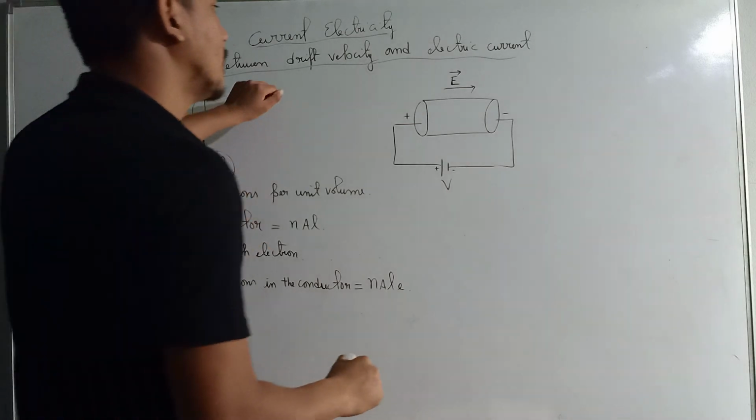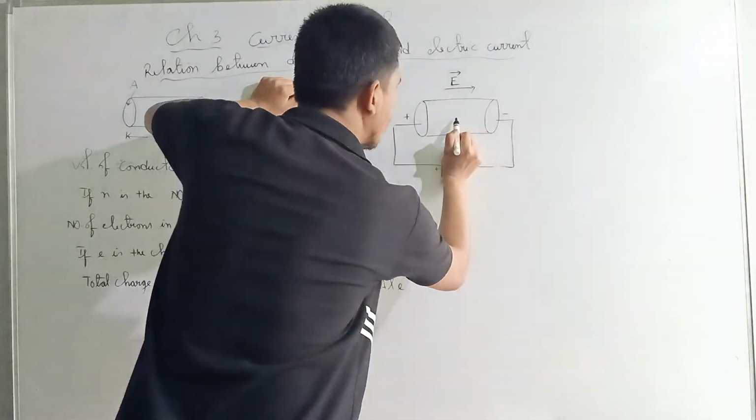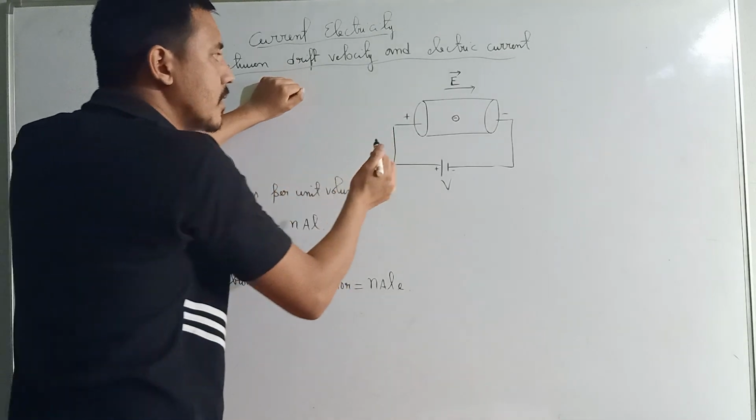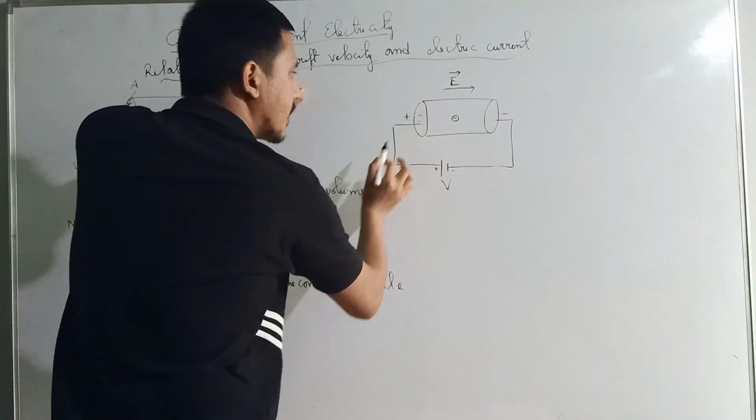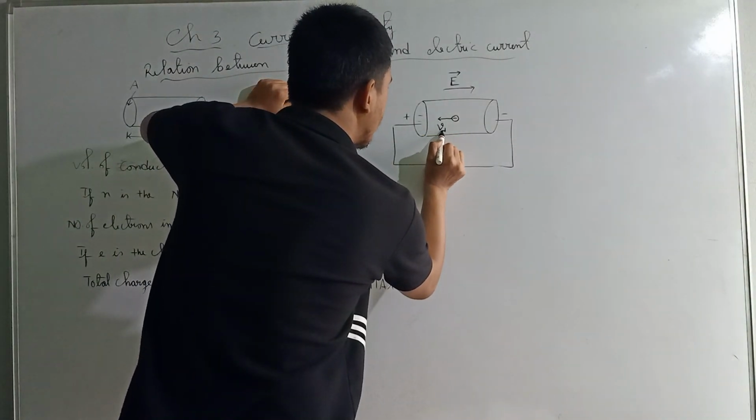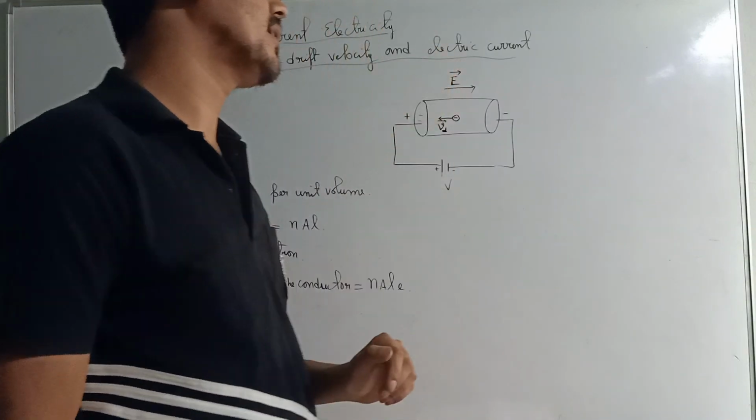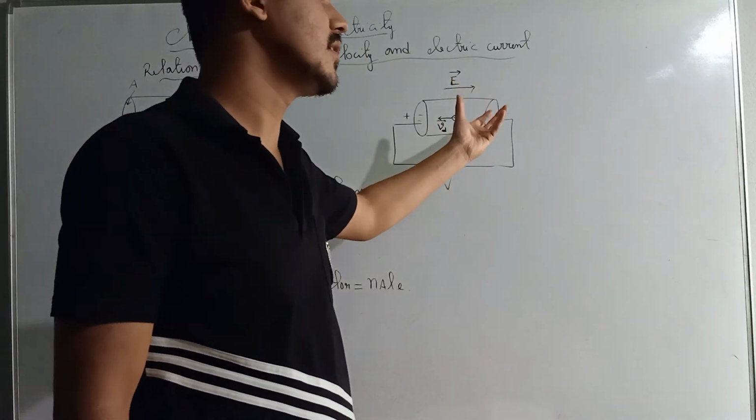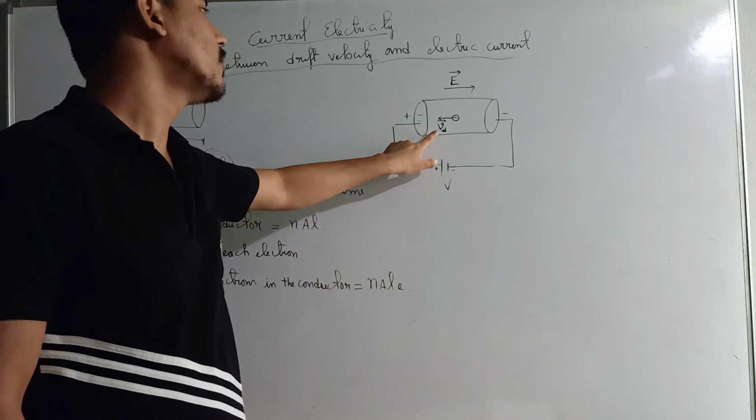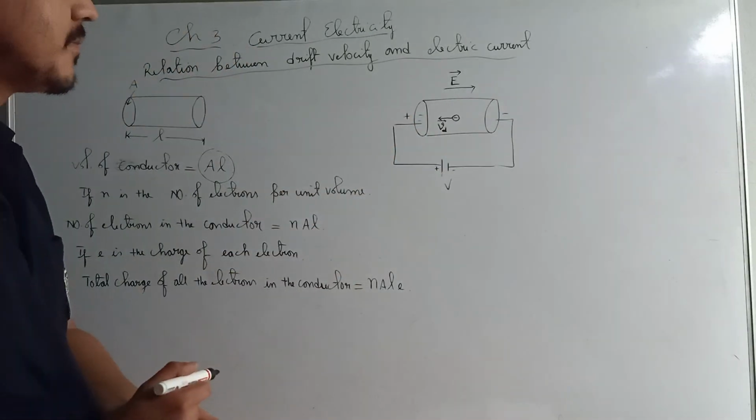Now, due to the action of this applied electric field, the electrons get drifted towards the positive end of the conductor with velocity, say Vd, where Vd is the drift velocity. So under the influence of this applied external electric field, the electrons will get drifted and they will move with velocity Vd towards the positive end of the conductor.